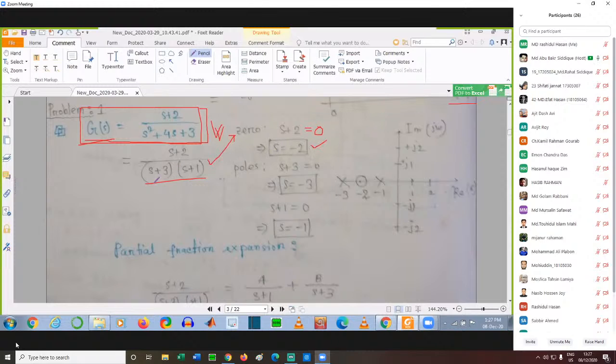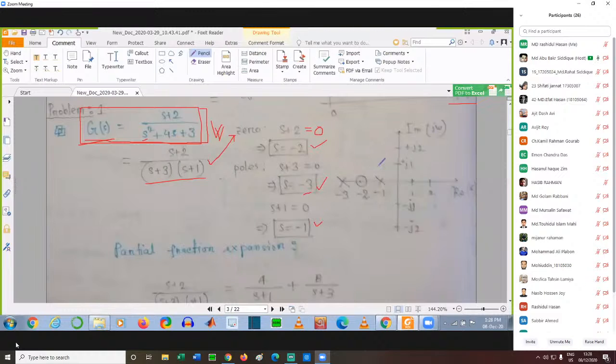And from this system you can see we have two poles, because it is a second order system, because we have a square in the denominator. So s plus 3 equals 0, so you can write s equals minus 3. Okay, so s equals minus 3 is my one pole, and then s plus 1 equals 0, s equals minus 1, that is another pole.